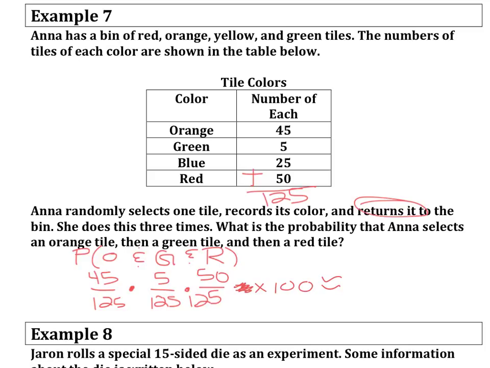So hopefully by now you've typed this in on your calculator, and what do we get? I got 0.576, which would be, if we round to the nearest tenth, about 0.6% probability. So you have a less than 1% chance of getting orange, then green, and red. Very small chance because you're being so specific.